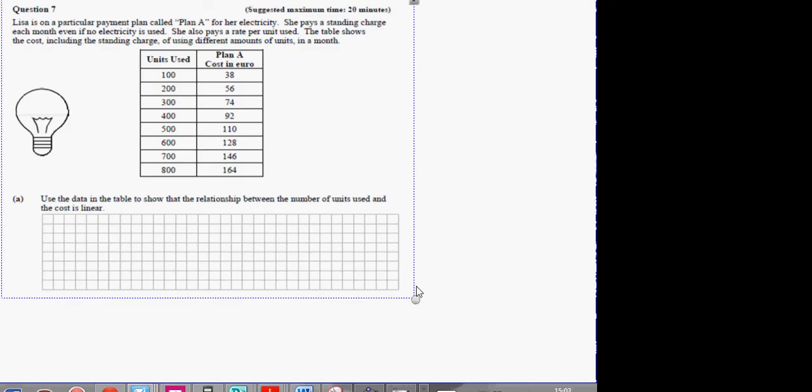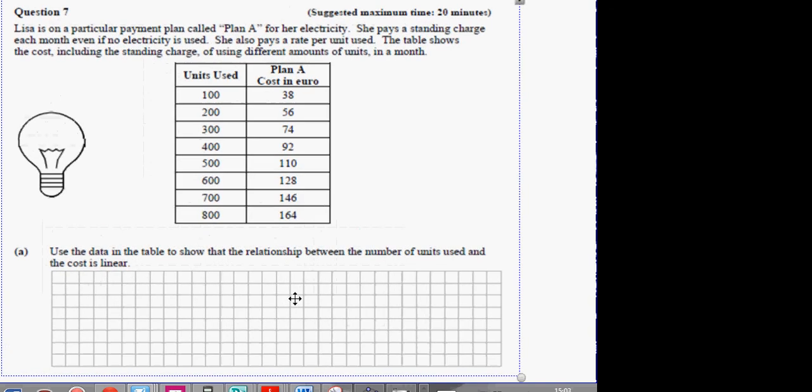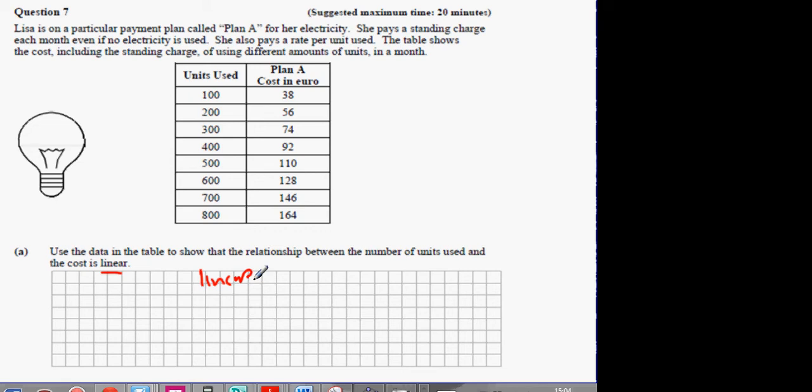Now, this one. Alright, how would you prove that it's linear? What's another word for linear? A linear sequence. Is this a linear sequence? Is the gap between each number the same? Yes. What is the gap? 18. And how would I say this?